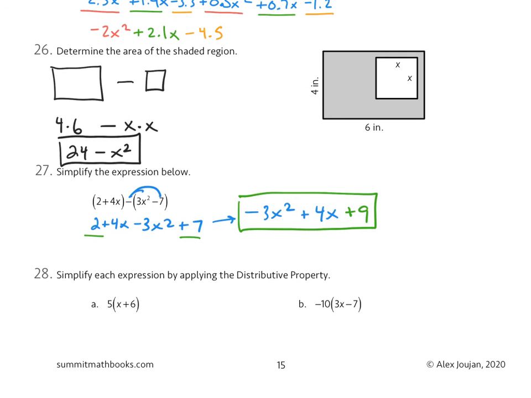28. Simplify each expression by applying the distributive property. Part A, 5 times the quantity x plus 6. 5 times x is 5x. 5 times 6 is 30, so that's plus 30. Part B, negative 10 times the quantity 3x minus 7. Negative 10 times 3x is negative 30x. And then we have negative 10 times a minus 7. It will be the opposite of minus, so plus, and then 10 times 7 is 70. You can also think of it as a minus 7 times negative 10, which is plus 70.